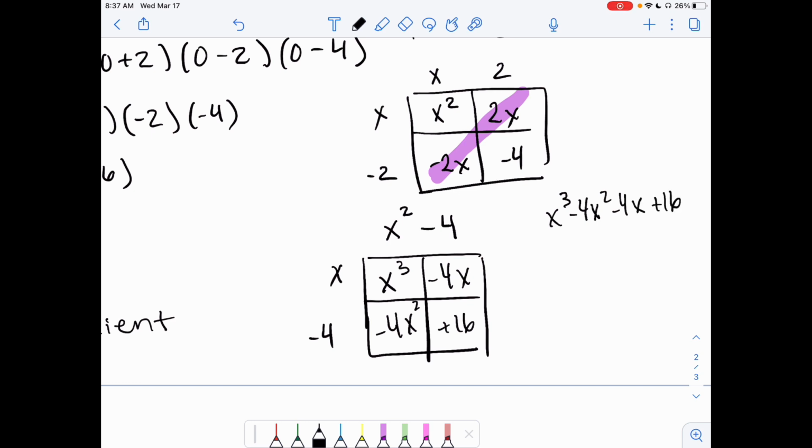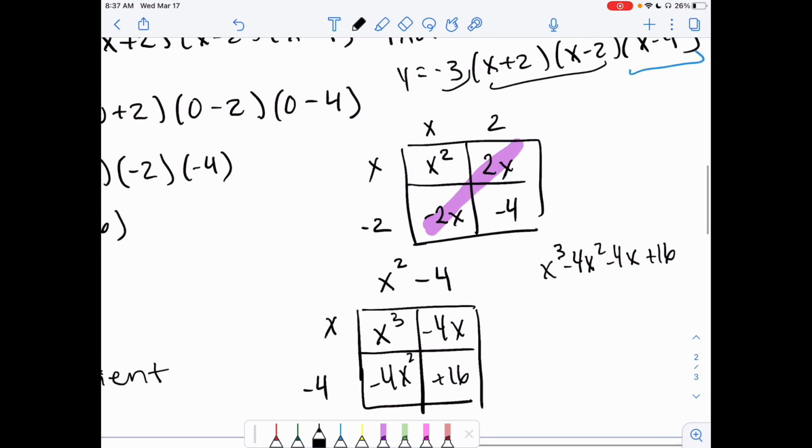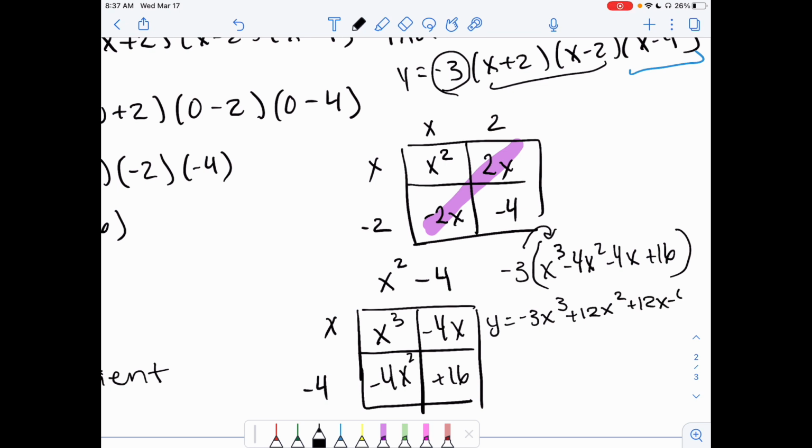In this case, our a isn't 1, our a is -3, so we need to multiply everything by -3 to get our final answer. And there you go. There's your final answer in standard form.